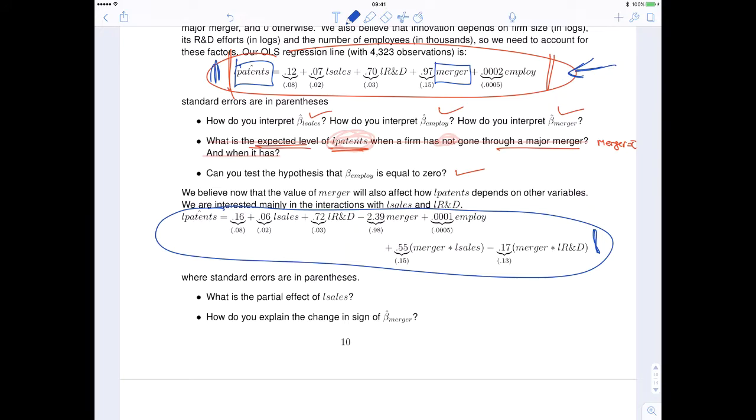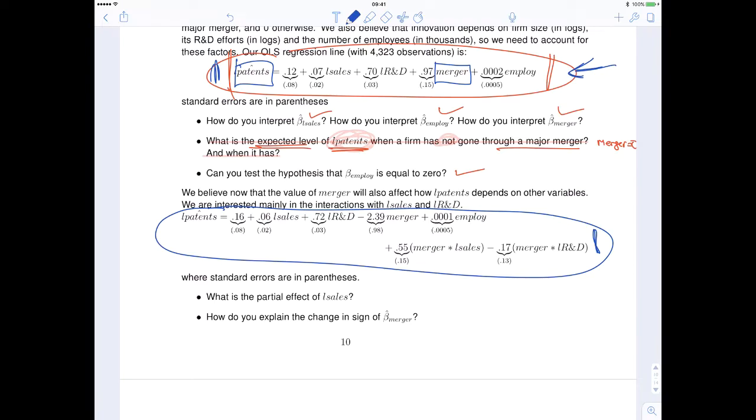So if you have merged, your patents will be higher across the board, for all R&D and for all levels of employment, so you're not discriminating between all of these different things. Okay? Yes? Everybody with me on that one? Yeah, so you're not really discriminating between them. What does the second model tell you? What is the view of the world that you have when you look at that second model?